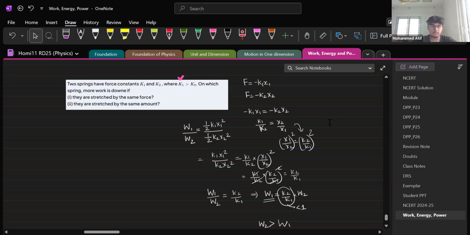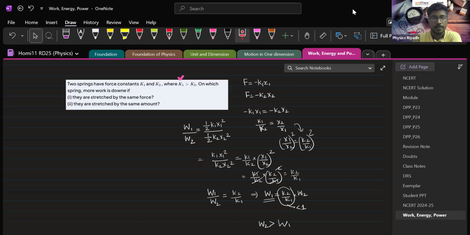Sir, if you stretch the spring, then what formula will we use for that? That depends on what we have to find. If you're talking about the restoring force, then it's F equal to minus kx. In the second one, they are stretched by the same amount. Stretched by the same amount means the displacement is the same. X is the same. Ian, I think you have answered it correctly there.